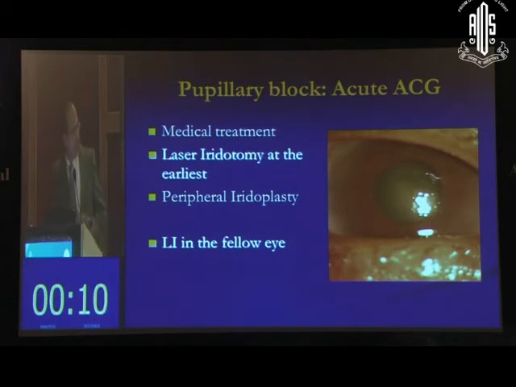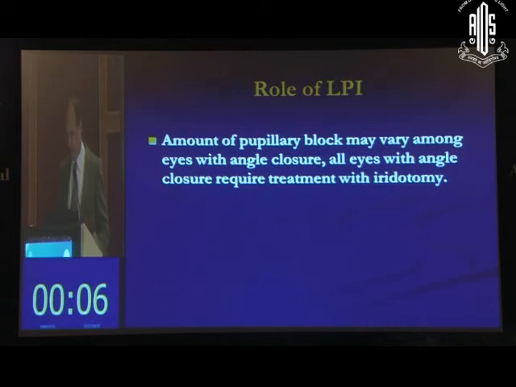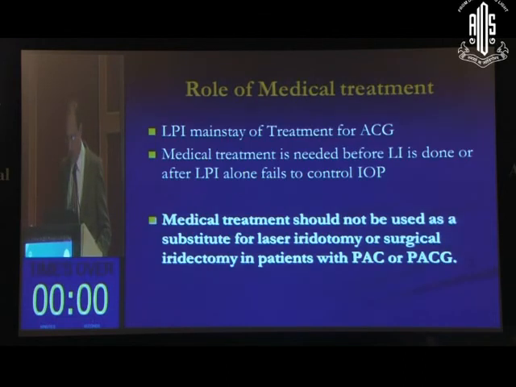However, we should never forget the other eye, because the other eye is also at risk, and that should undergo prophylactic laser iridotomy. So the role of LPI is very well established in angle closure glaucoma, and it's believed that all these patients of angle closure glaucoma have some element of pupillary block. So laser iridotomy is practically needed for all angle closure or angle closure glaucoma patients.